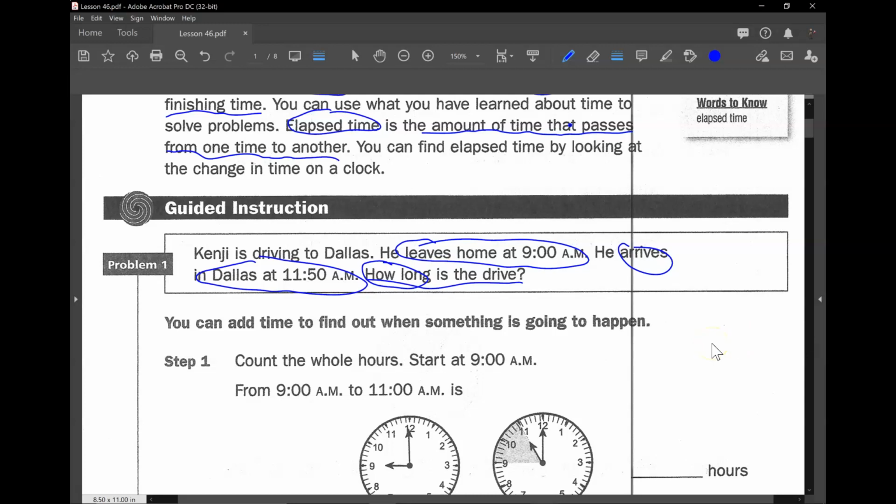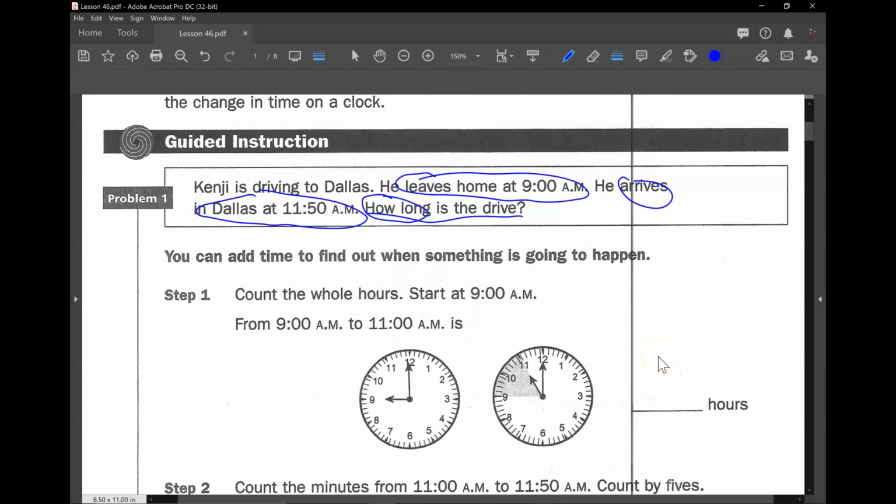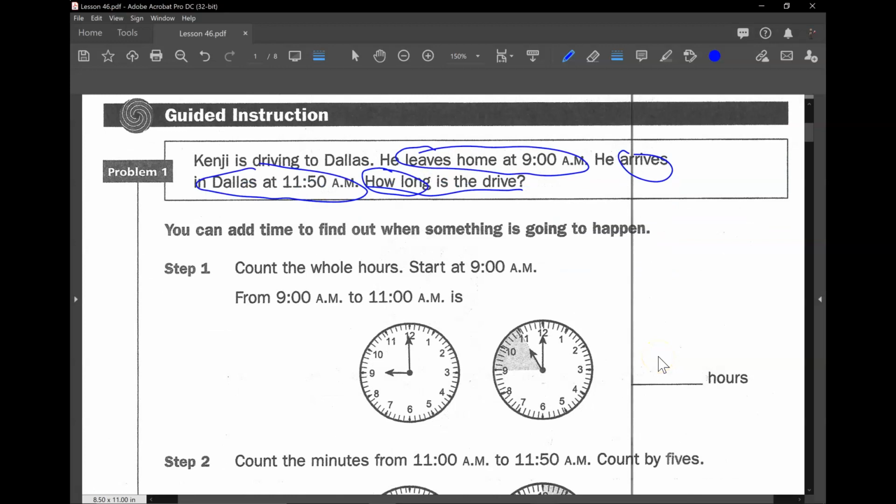You can add time to find out when something is going to happen. So step 1. Count the whole hours. Start at 9 a.m. From 9 a.m. to 11 a.m. is how many hours? We go from 9. We go around to 10. Then we go around to 11. So we got 1, 2. 2 hours.